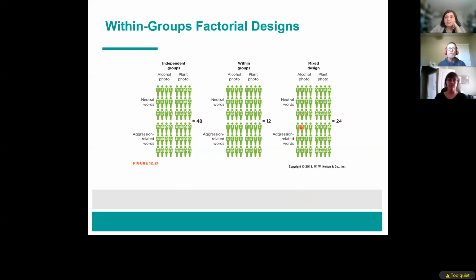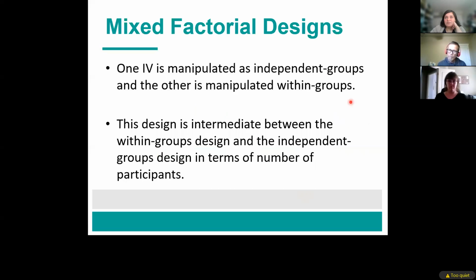So this is just showing you the different designs and how they affect your sample size. It's okay if it doesn't make sense yet. We will go through more examples. So the mixed design is where one IV is manipulated as independent and the other is manipulated as within groups, as I just showed. So this is sort of the in-between of the within groups design and the independent design in terms of how many participants you need to recruit.